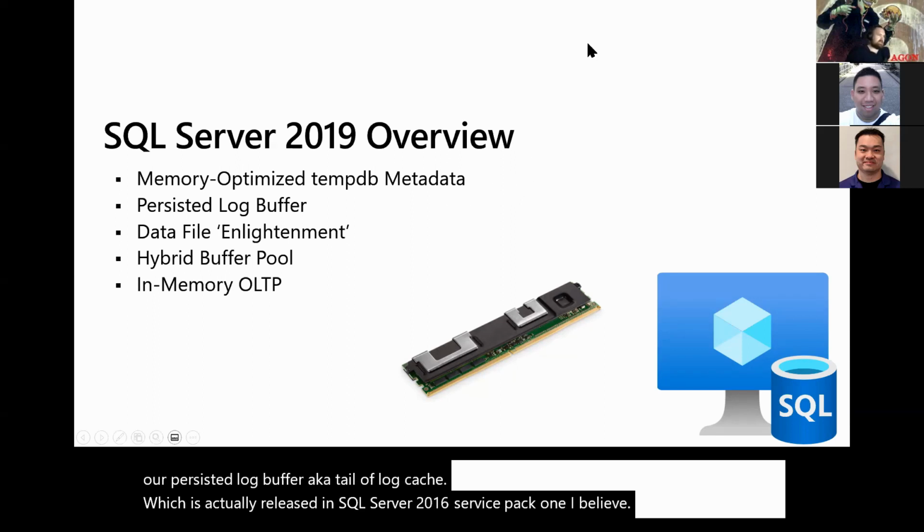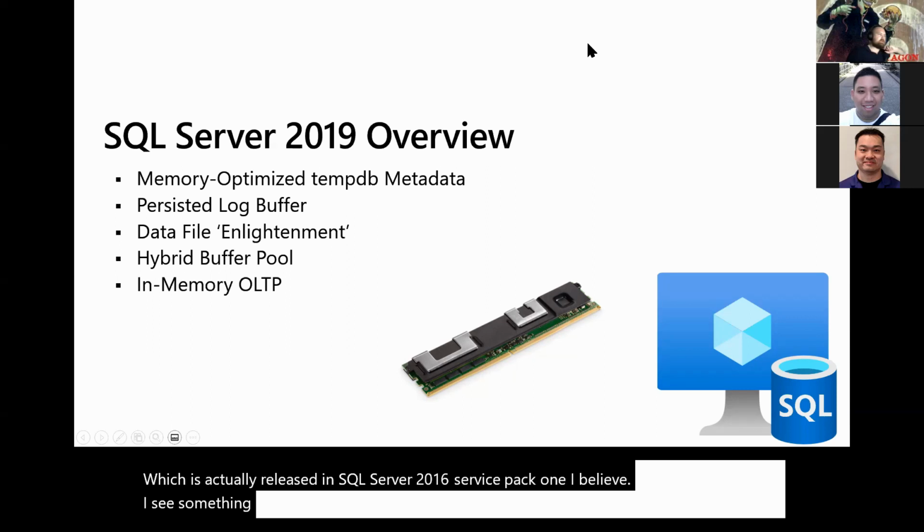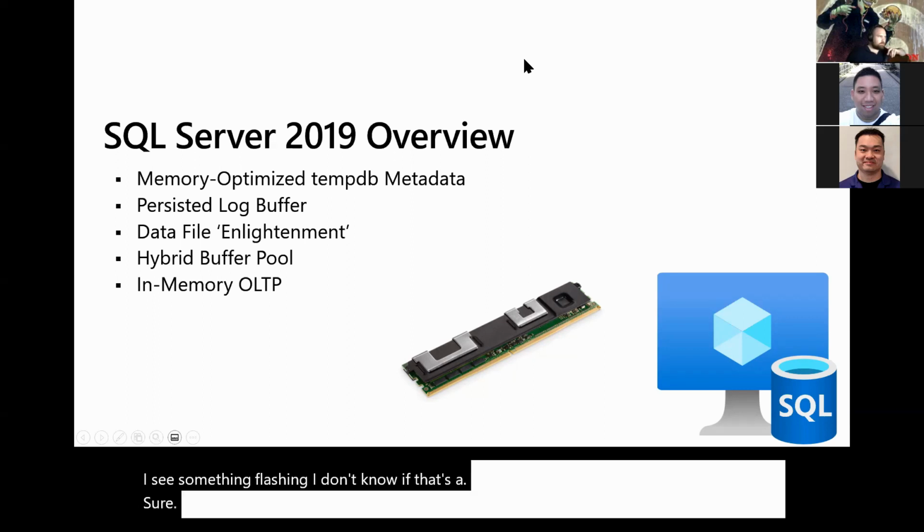I see something flashing. I don't know if we have a question. Sure. From Eugene. Says, if I have a byte addressable memory that survives shutdown, then I don't need a file system, correct? Okay, say that to me again. If you have a byte addressable memory that survives shutdown, then I don't need a file system, correct?